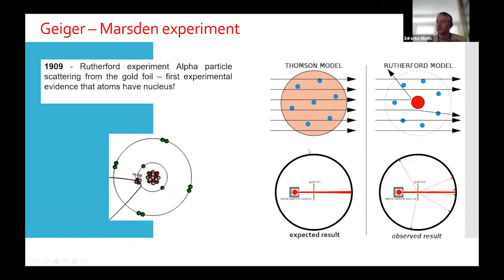And Rutherford concluded that this could happen only if the atom consists of a solid core, where the whole mass of the atom is concentrated, and that is the only way the particles can be backscattered. And that is actually the whole basis of Rutherford backscattering spectrometry.